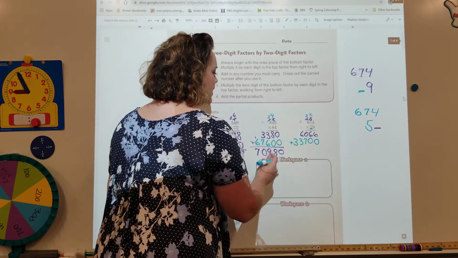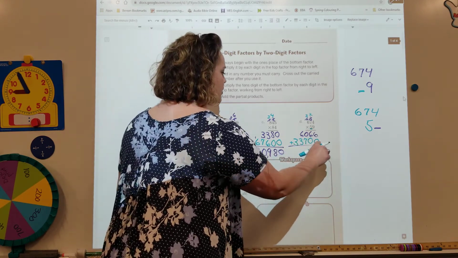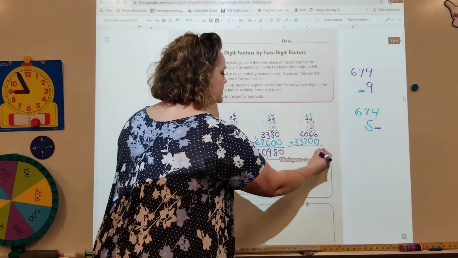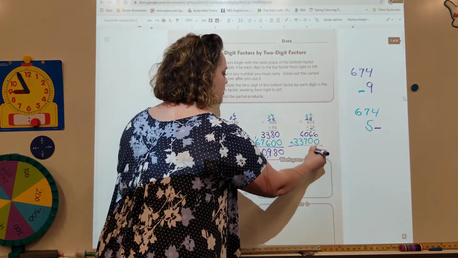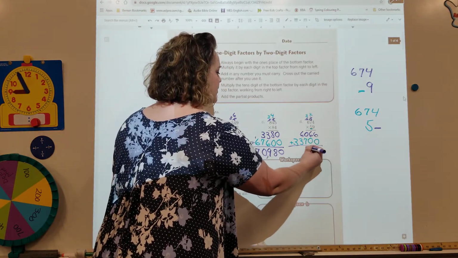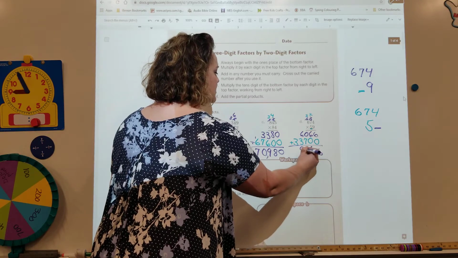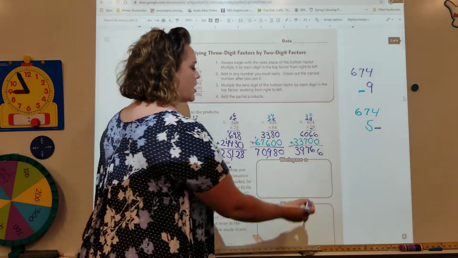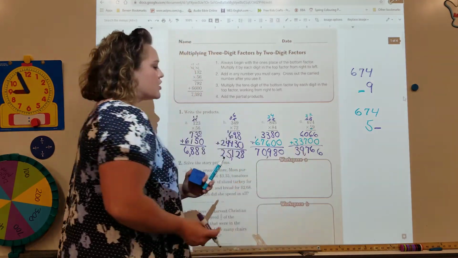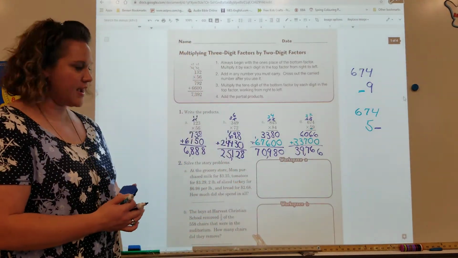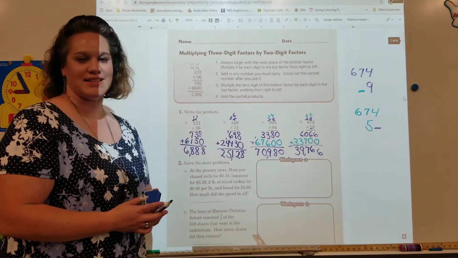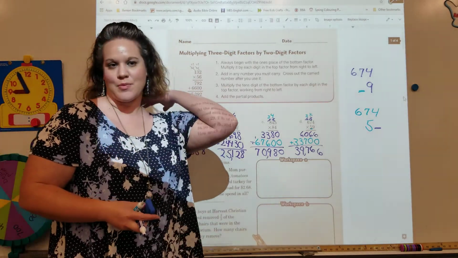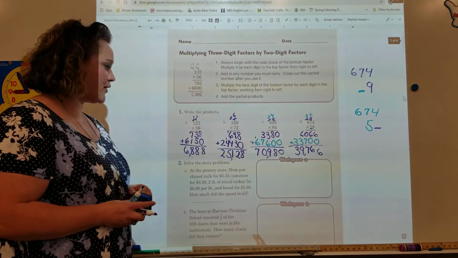And now we can go ahead and add these together. 6 plus 0 is 6. 6 plus 0 is 6. 0 plus 7 is 7. 6 plus 3 is 9. Nothing left to add to the 3. So we'll go ahead and add in our comma. Ones, tens, hundreds. Your final product should be 39,766. Give yourself a pat on the back today if you've got that one correct.